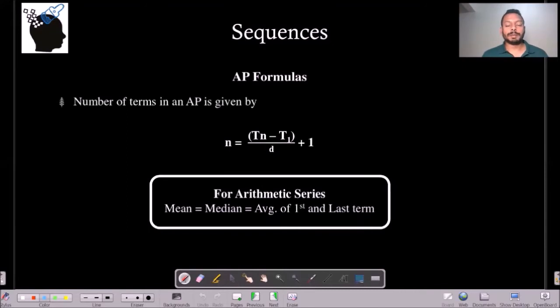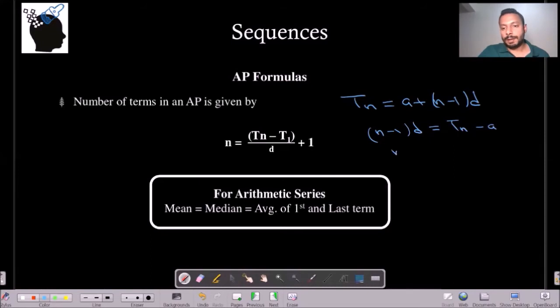So to find the number of terms in an arithmetic series, we can rearrange the formula for Tn. Now you remember Tn was nothing but a plus n minus 1 times d. Now if we rearrange this, n minus 1 times d can be written as Tn minus a. N minus 1 can be written as Tn minus a divided by d, and n can be written as Tn minus a, where a is nothing but the first term, T1, divided by d, plus 1.